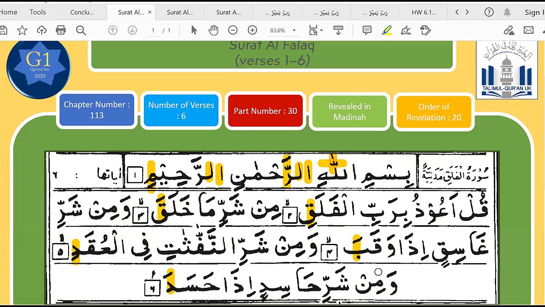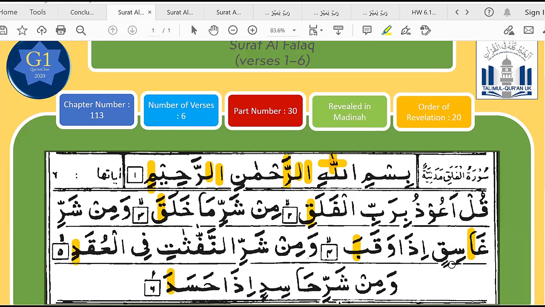G1048, would you like to recite this by yourself now? ومن شر غاسق إذا وقب. Very good. Just remember to prolong this. Here we have alif madda. Do you know how long we have to prolong this for? 2 seconds. Very good.